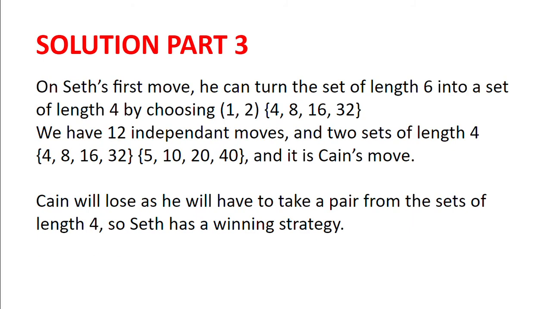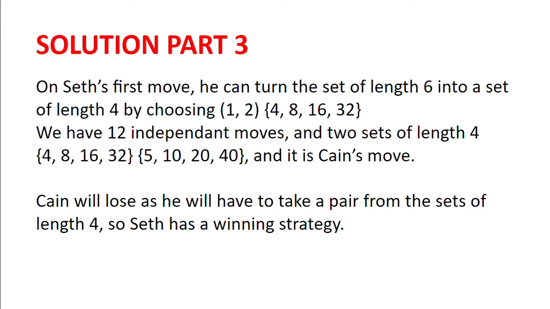So on Seth's first move, he can turn the set of length 6 into a set of length 4 by choosing the pair 1, 2, and it will be Kane's move. We also have 12 independent moves from the other sets, and because the number is even, they'll cancel out. It'll still be Kane's move to play in the sets.